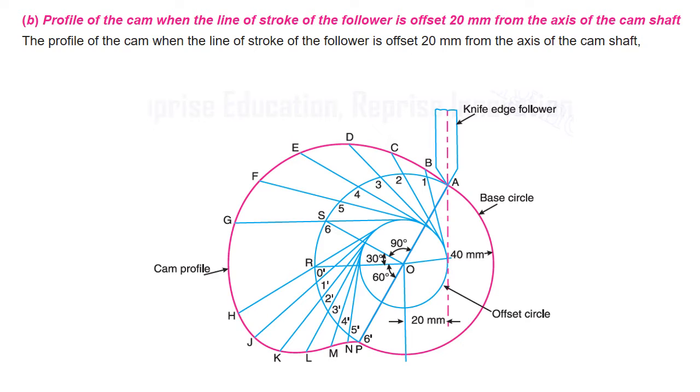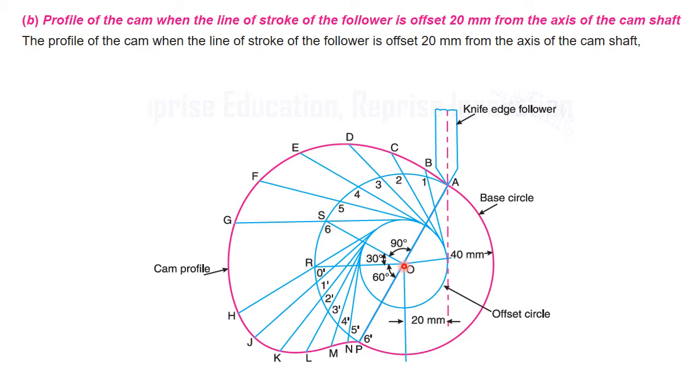How to draw the profile of a cam when the line of stroke of the follower is offset 20 mm from the axis of the cam. It means that our follower is 20 mm away from the center of the cam. How to draw the cam profile? Here we have followed a total of 8 steps to draw the cam profile when the follower is offset.